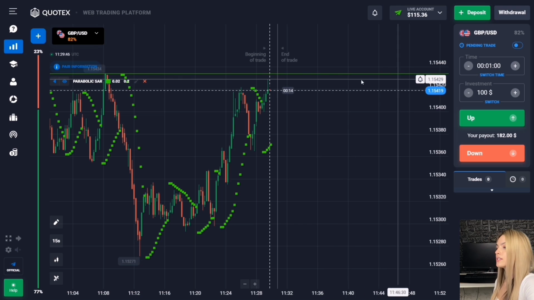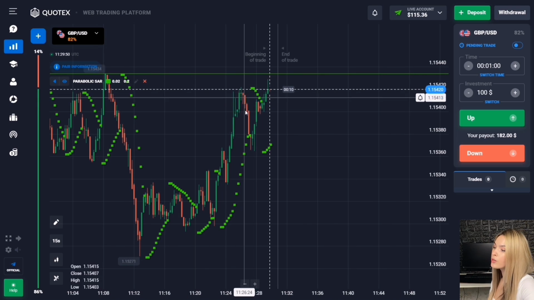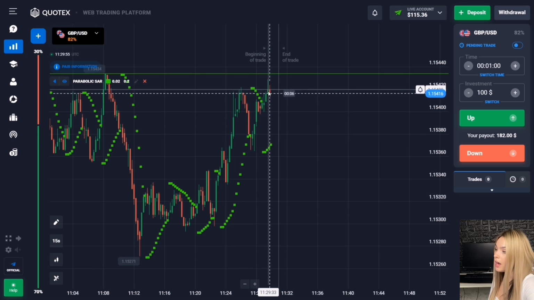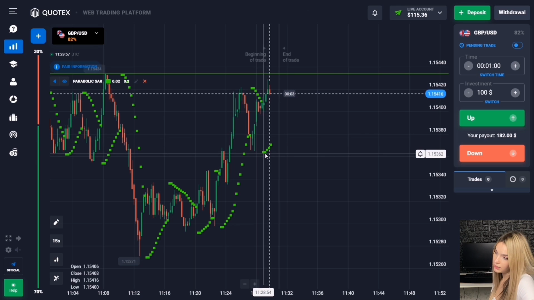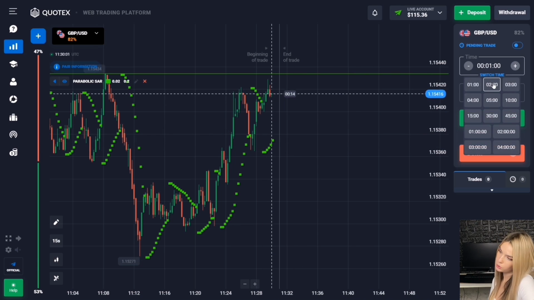Here we have a resistance level, and we also see that after a confident upward movement there was a pullback, and after the pullback the price moves up again. The indicator also tells us that an upward movement is expected. We will open a deal for 2 minutes to increase.